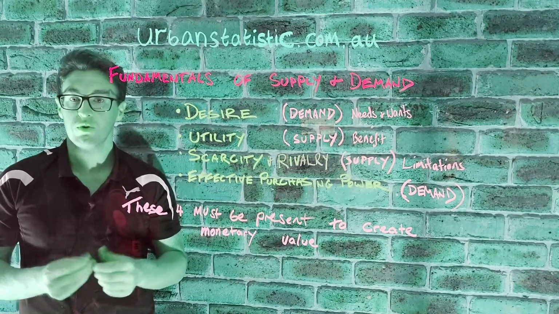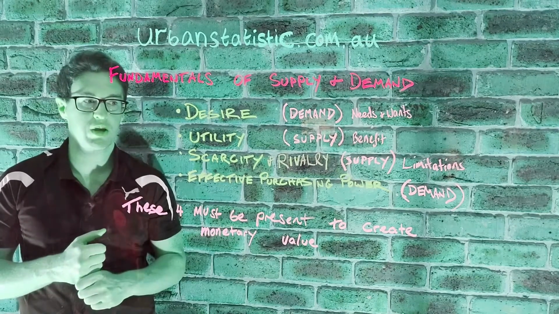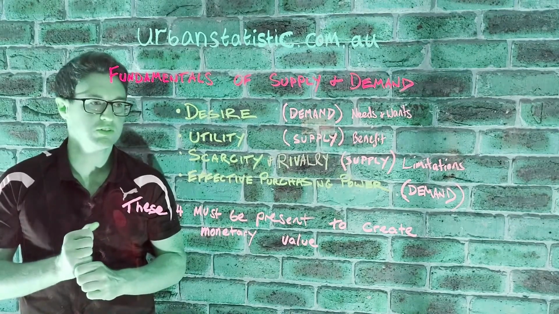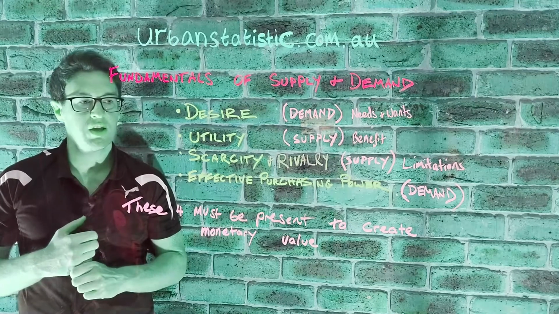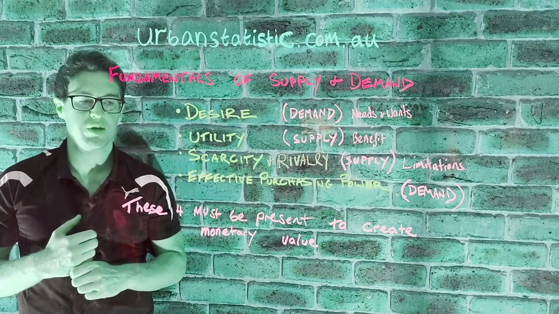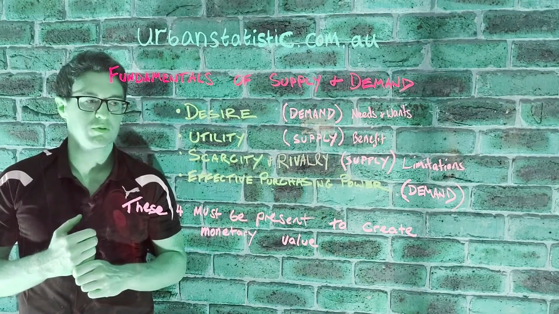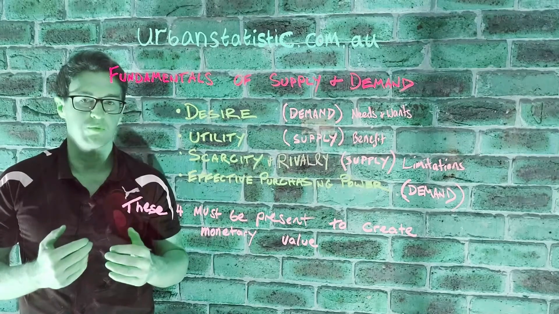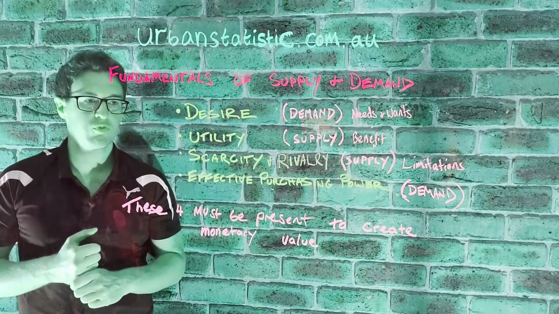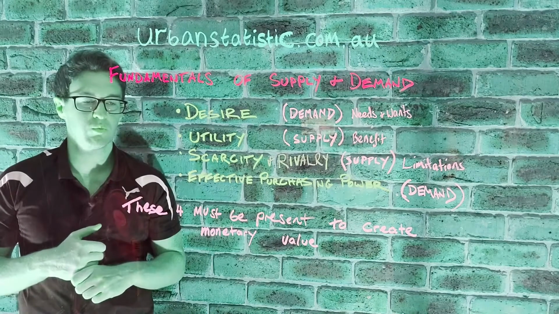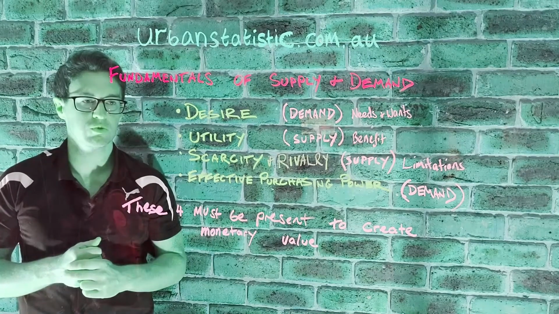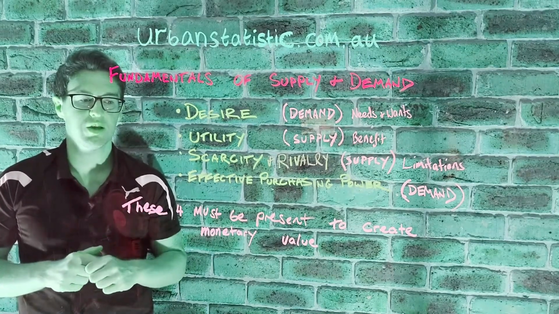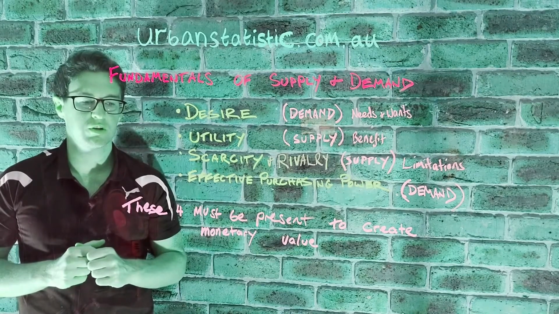Scarcity: I need to know how limited or how rare or how abundant in nature it is. It sits on the supply side. And effective purchasing power, which is on the demand side, is determined by my price ceiling. So these four points need to be working in unison, as in one cannot be missing, in order to create monetary value within a product.